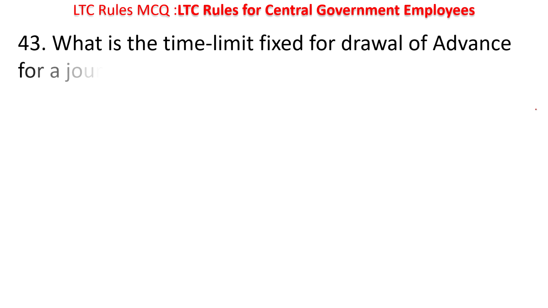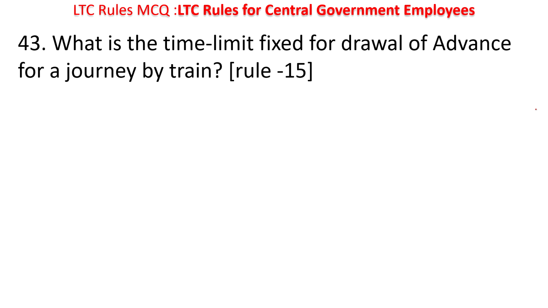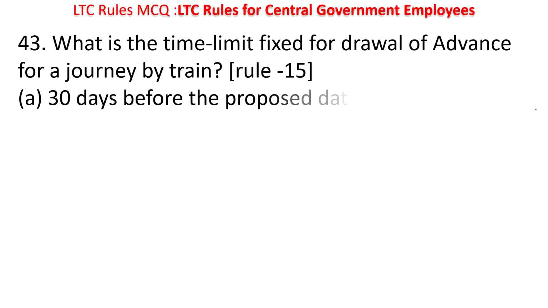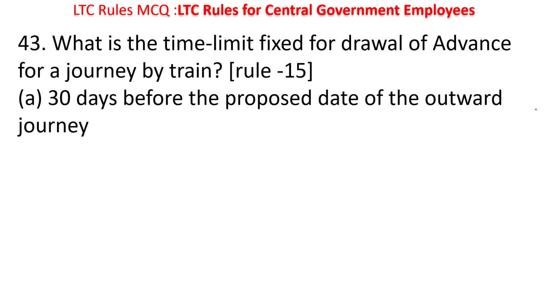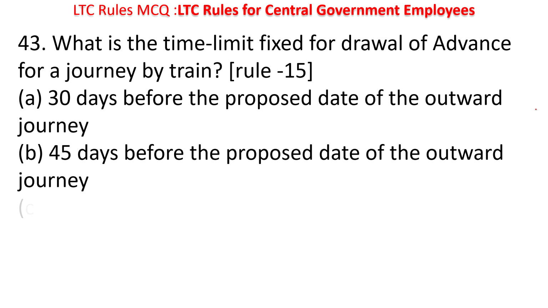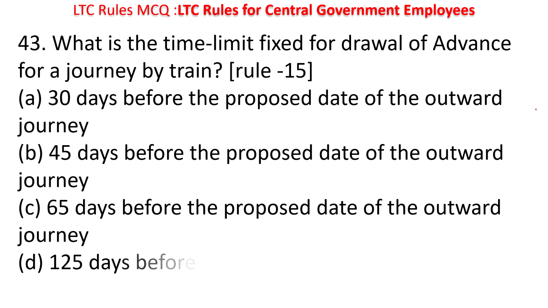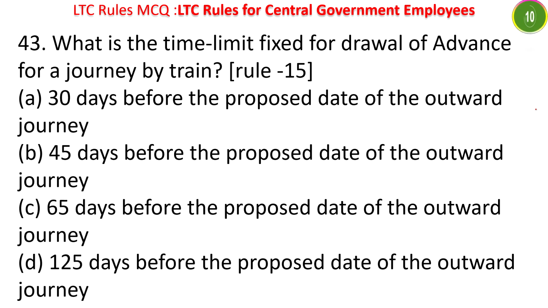Next question. What is the time limit fixed for drawal of advance for a journey by train? 30 days before proposed date for outward journey, 45 days, 65 days, 125 days. Your time starts now. Time limit fixed for drawal of advance. Answer is 125 days for train. For other modes, it is 65 days.